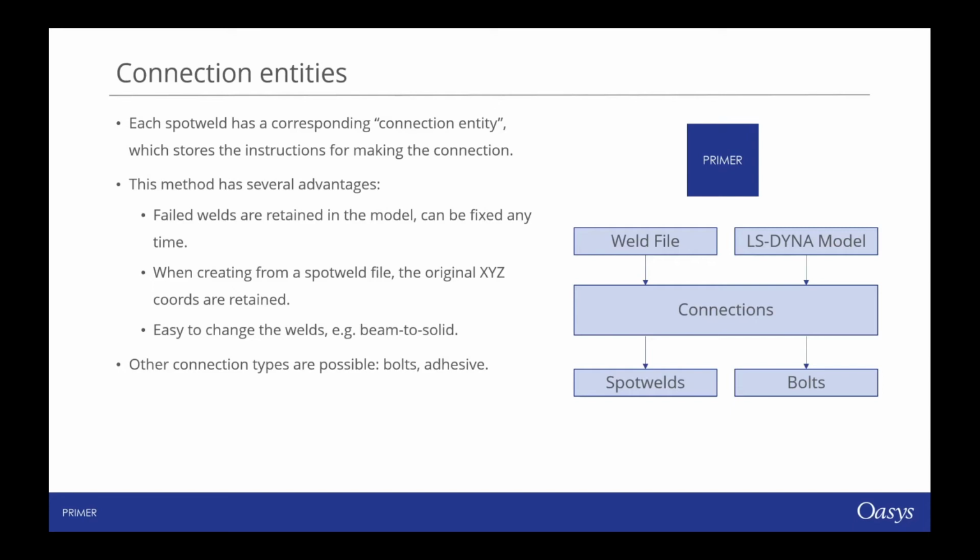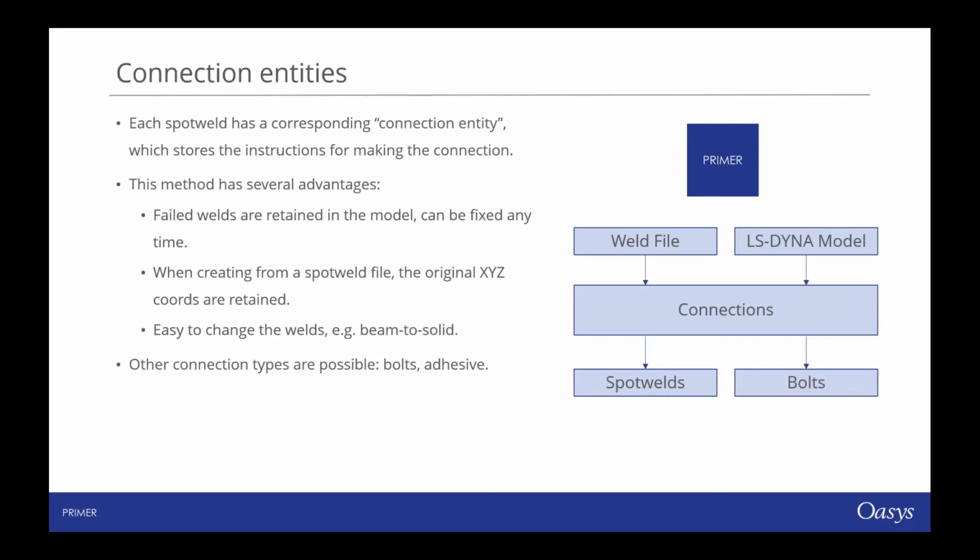And so now I'm going to cover a little bit on connection entities, which you will have heard me mention throughout the presentation. So each spot weld and the corresponding FE has a corresponding connection entity associated to it, which stores the instructions for making the connection. So we've seen we generate an FE, so this may be a beam or a hexa or a 4-hexa finite element. And then basically a connection entity sits on top of this, and is created automatically on top of it.